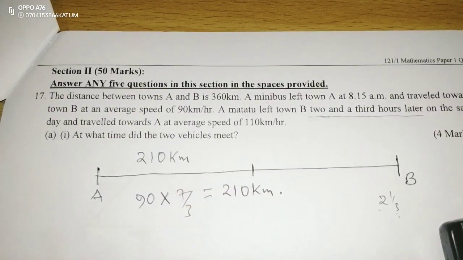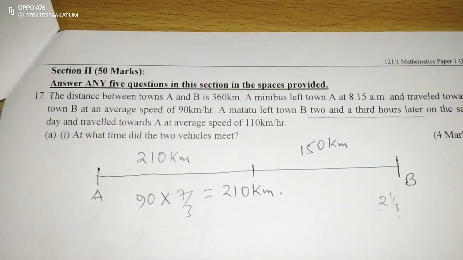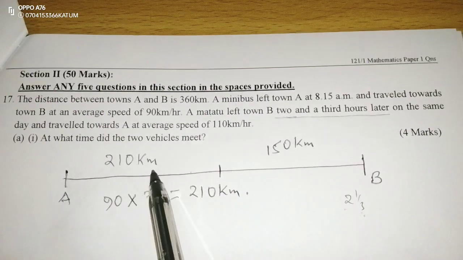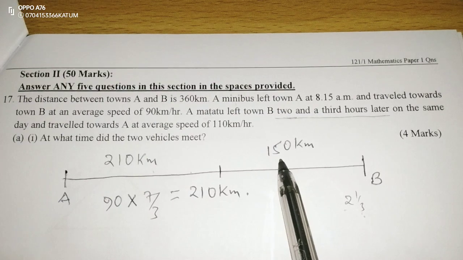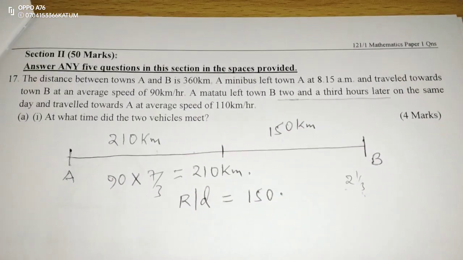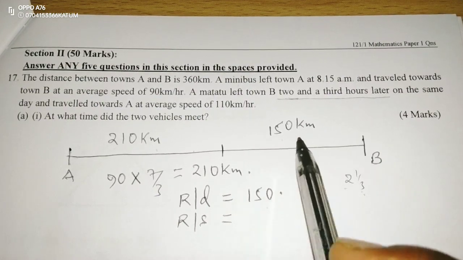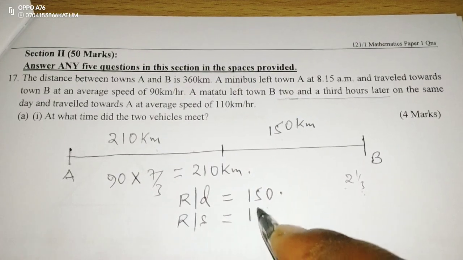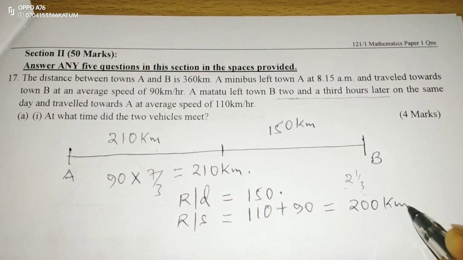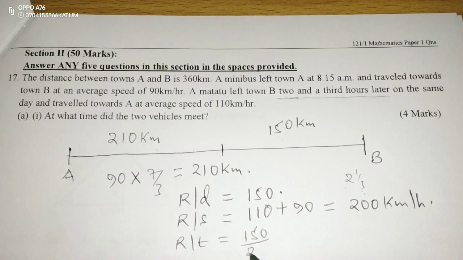It means now that the total distance was 360, so the remaining distance is 150 kilometers. So by the time the matatu is starting, the minibus has already covered 210, so the remaining distance is 150. So now our relative distance in this case is going to be 150. Then for the relative speed, because they are covering the same relative distance with speeds of 110 and 90, we add. So when vehicles are approaching one another, we add their speeds to get the relative speed, 200 kilometers per hour.